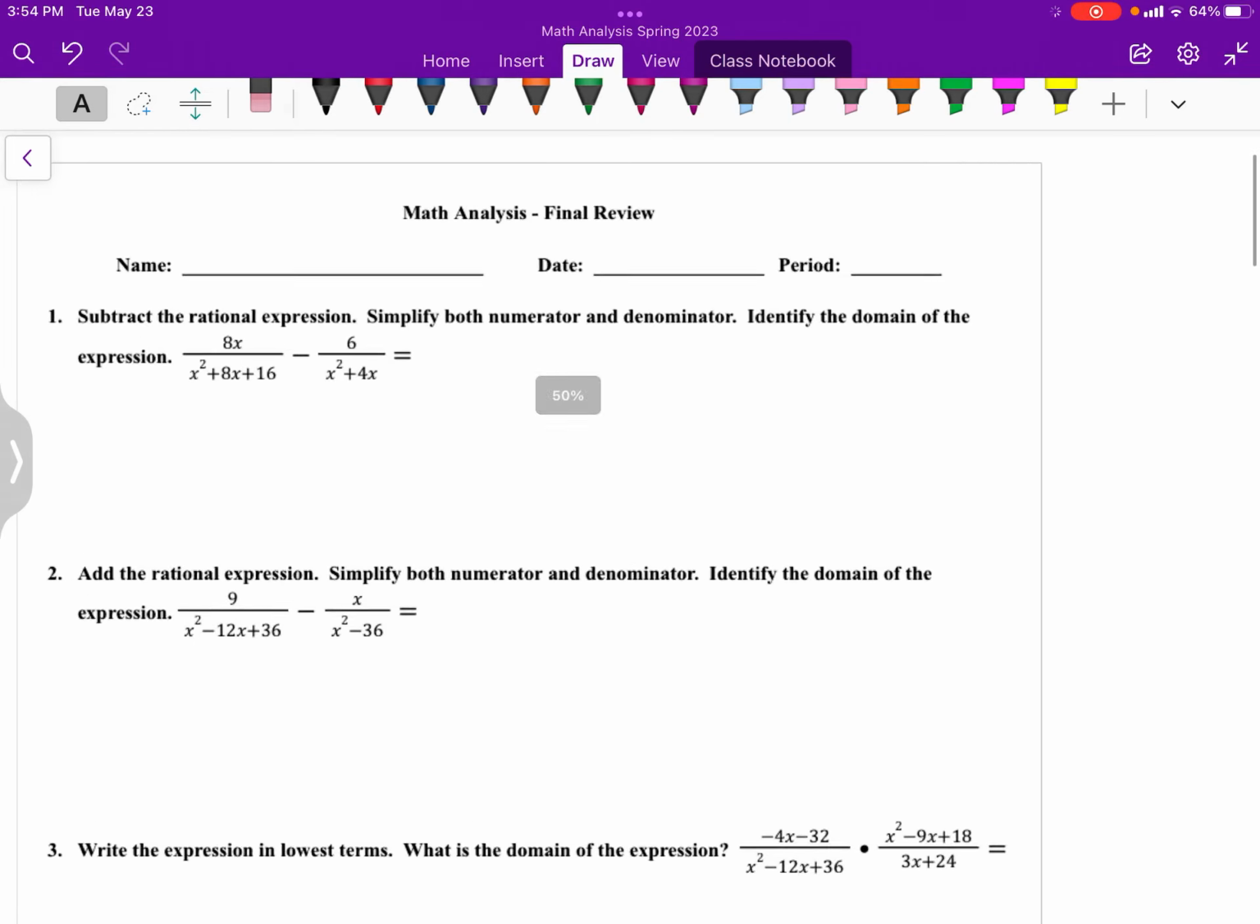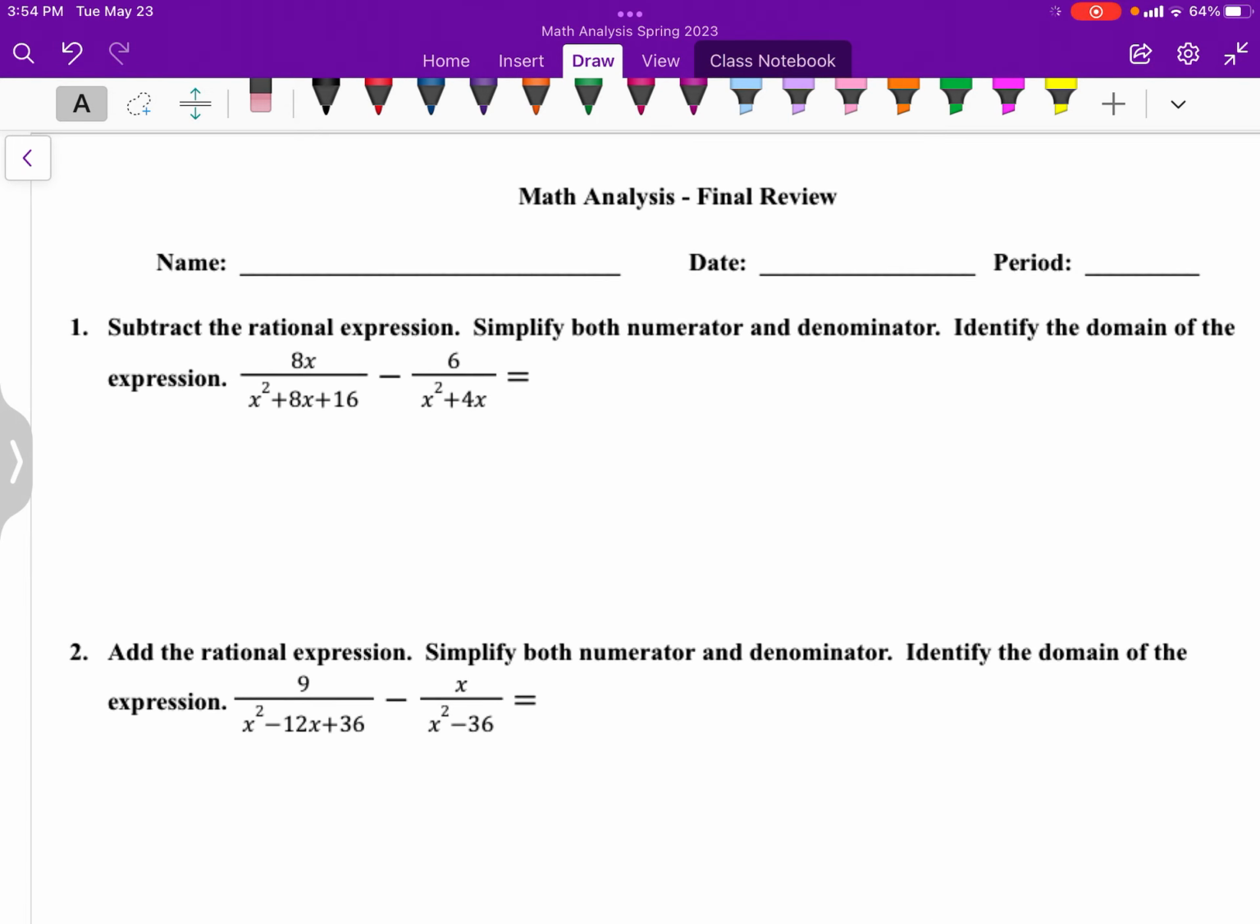All right, you guys, so I'm actually going to go ahead and go over a few problems on the final for math analysis in this case. To start off, I want to start with problem number 1, where we're going to subtract the rational expression. Once we're done with that, we need to simplify both numerators and denominators, and also identify the domain.